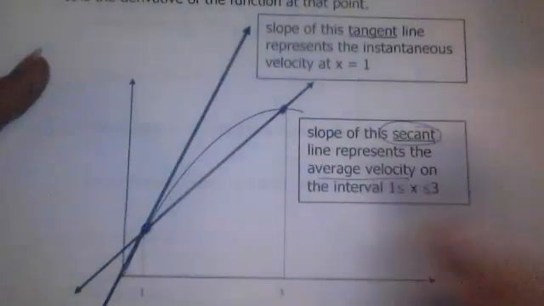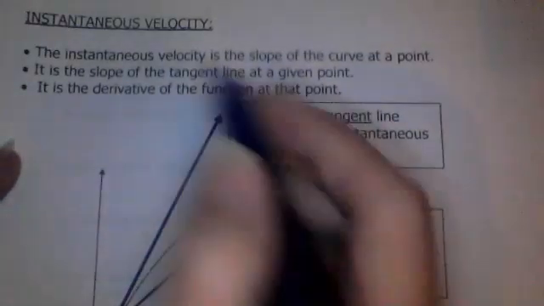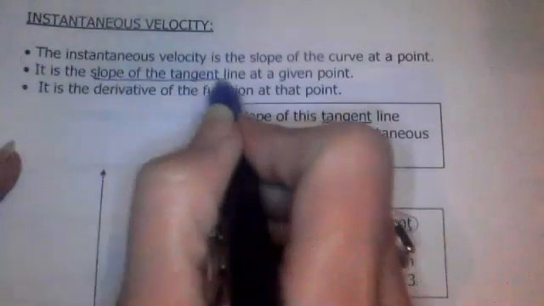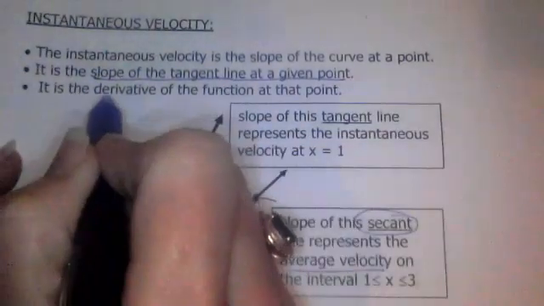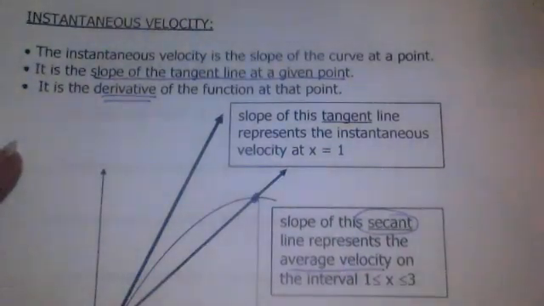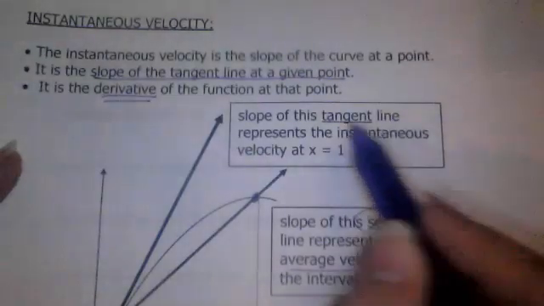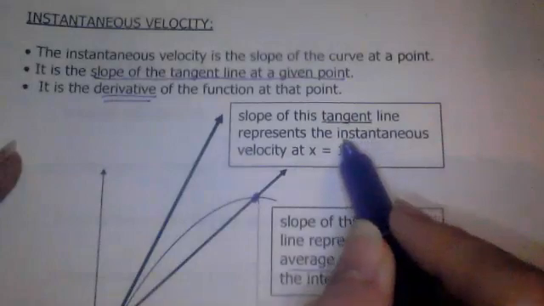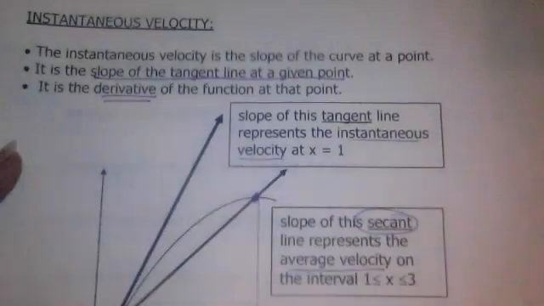And so our slope of the tangent line at a given point is what we're going to be calling the derivative of the function. So that's where we're headed with this. We're going to begin our concept of a derivative. So here it is. Slope of the tangent line represents the instantaneous velocity.